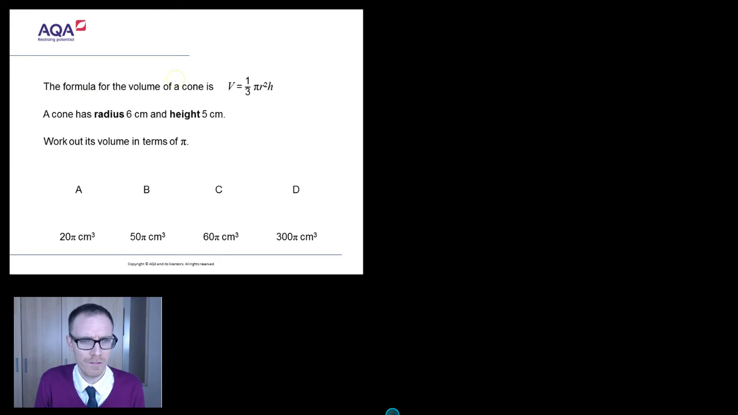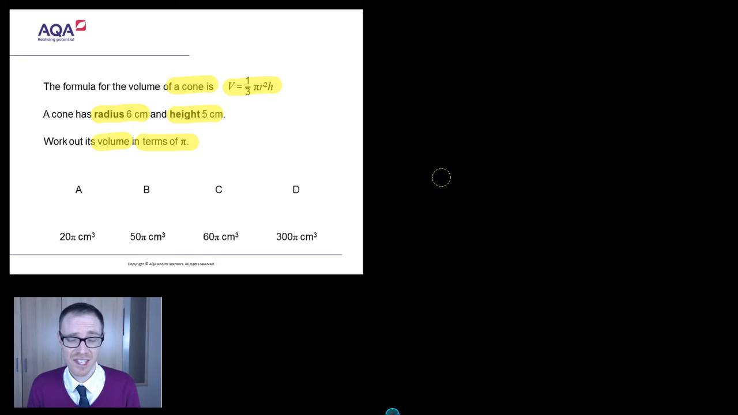The formula for the volume of a cone is V equals 1/3 pi r squared h. A cone has, now this is nice, they've even made this in bold for us, radius 6 and height 5. Work out its volume in terms of pi.